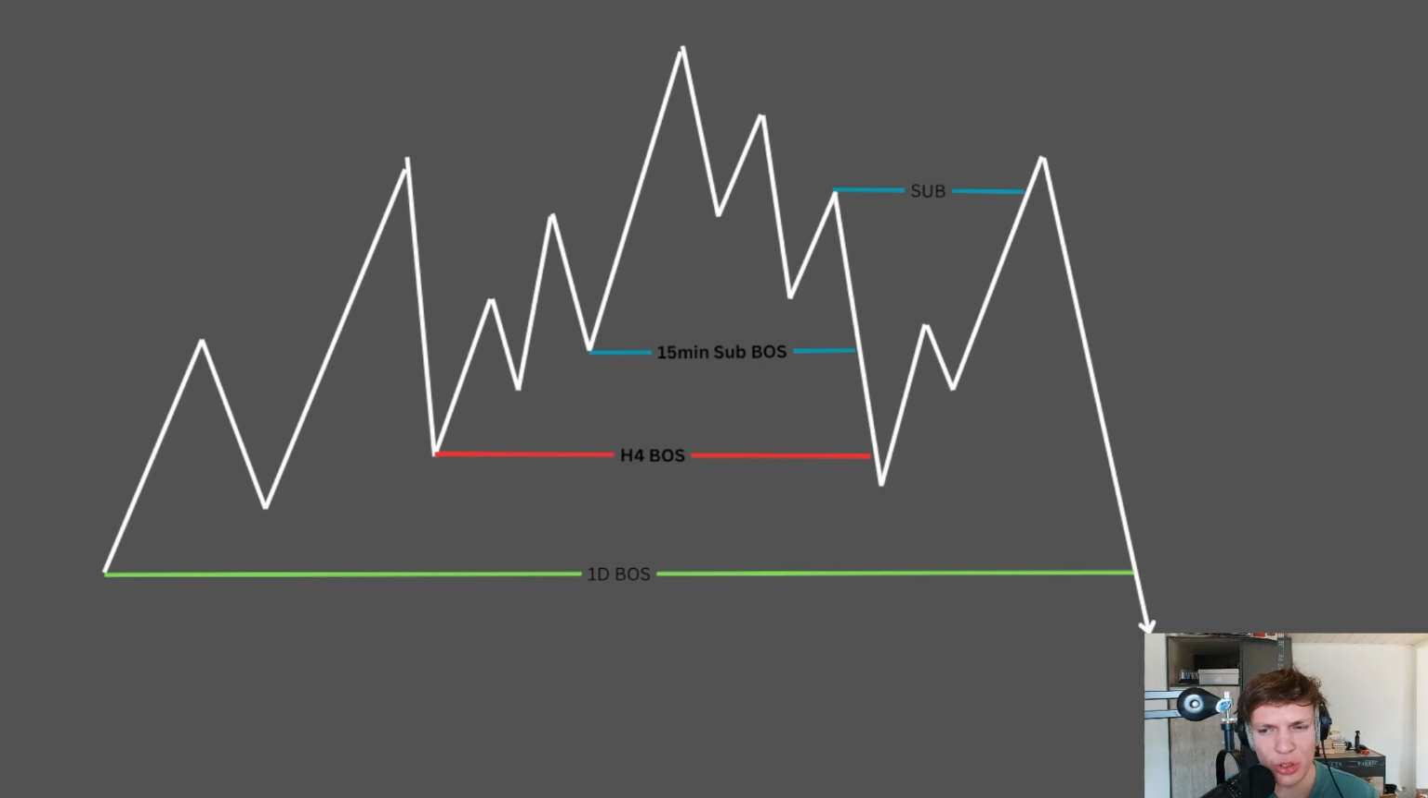But you can also see from this that we can have situations in which we have different information. For example, 15 minutes and 4 hour can be broken. However, the daily may still be long, and accordingly we know that the retracement can take place from the H4 break onwards, from which we can profit. In our example, the daily structure would still be long at this point.